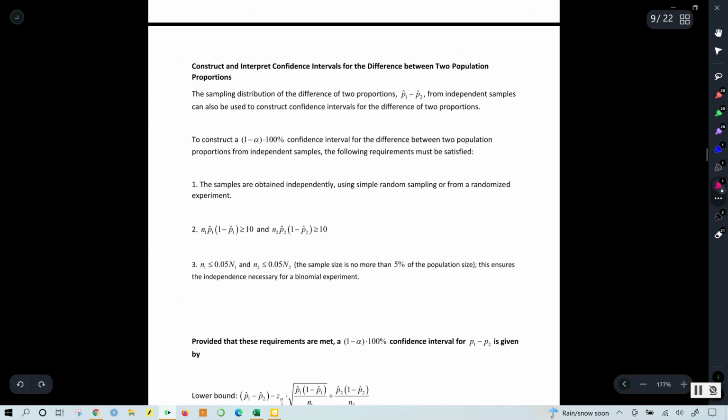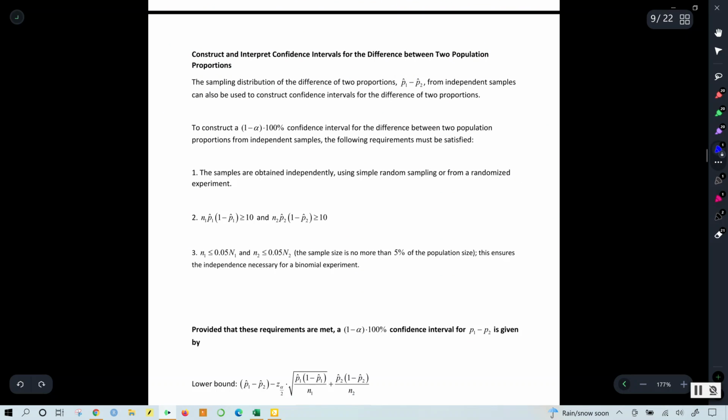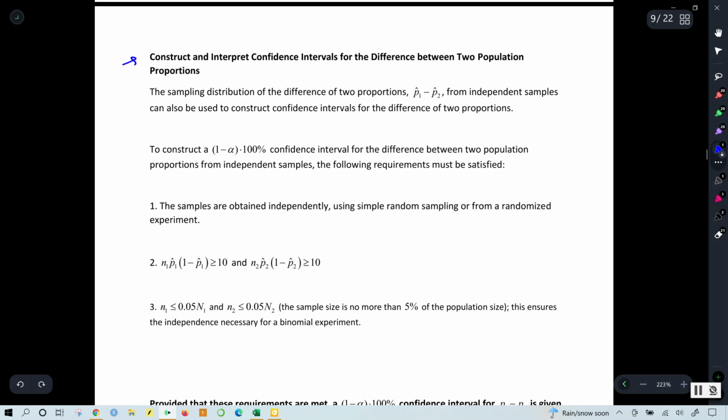With that said, we proceed to the next concept, which is to learn how to construct and interpret confidence intervals for differences between two population proportions. In this case, we want to note that the sampling distribution of the difference of two proportions from independent samples can also be used to construct confidence intervals for the difference of two populations.